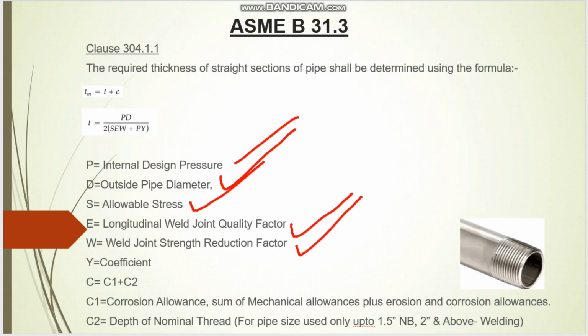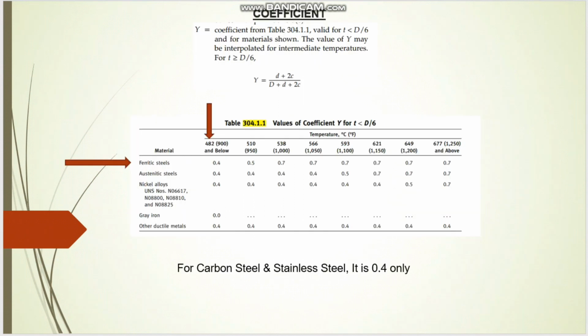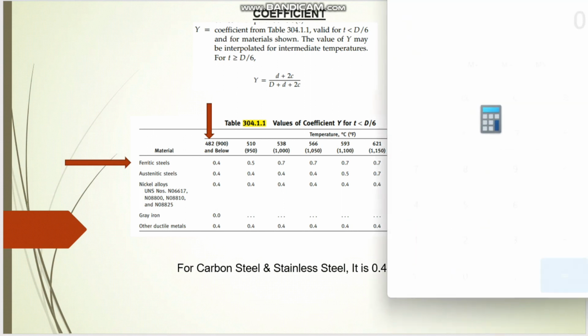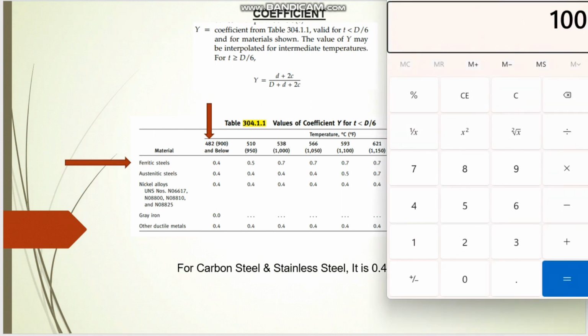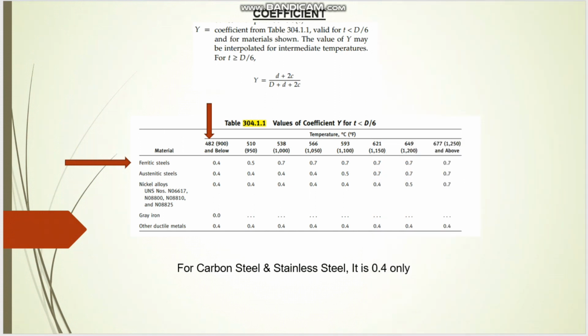Finally, we have one more last value, that is the coefficient. Let's see how to find this one. As per Table 304.1.1, we are going to find the coefficient, but you have two conditions here. The first condition is thickness less than diameter by 6. If you have this condition, you have to follow this table. For example, if your diameter is 100 mm, then 100 divided by 6, so your thickness must be less than 16.66 mm. Actually, 99% of the time this will satisfy this condition. That is the reason we are referring to this table.